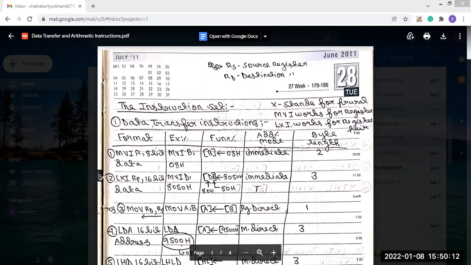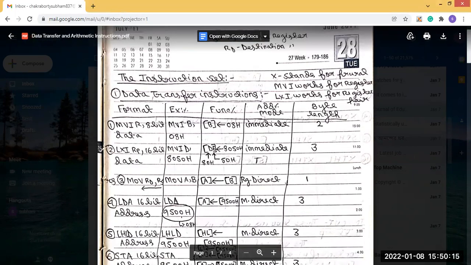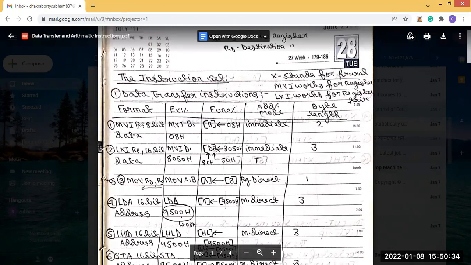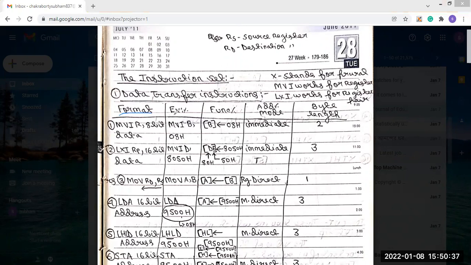Okay, so now we have seen the addressing mode. Now this is a data transfer instruction set, a table I have made, and in this table we have divided the total instructions based on the data transfer instructions. We will first mention the format, then the example, then the function, that means how it will work, then which addressing mode it is on, and the byte length.